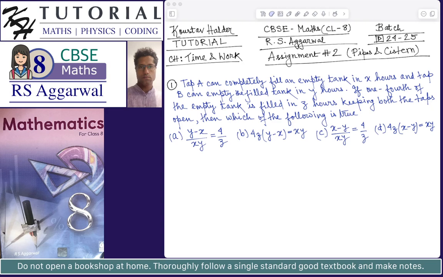So if 1/4 of the empty tank is filled in Z hours, when both the tap A and B are working together, first we need to find what is the work done in 1 hour by the tap A and B, and then we will add their work done, and we will find when both the taps A and B are open, what is the work done in 1 hour by A plus B.